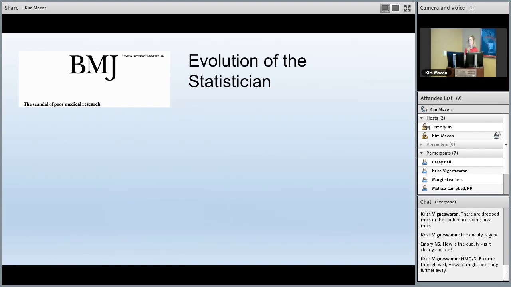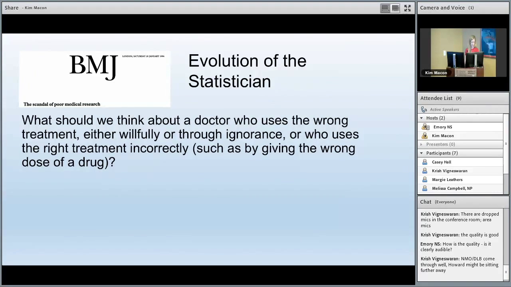There was an article back in 1994 by a guy named Altman. He's a British statistician. And he basically published this paper called The Scandal of Poor Medical Research. It kind of opened the door for people to see why there are so many issues about statistics in medicine and why we really need to involve statisticians in the peer review process.